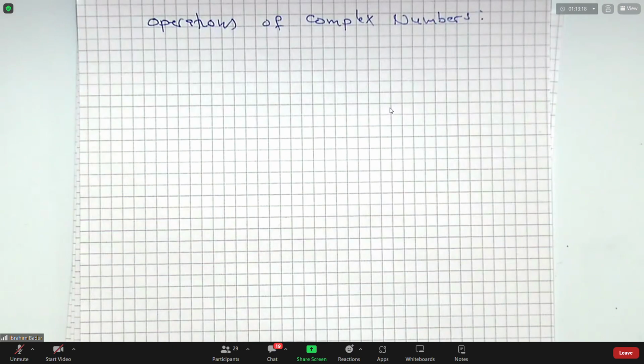Okay, operations on complex numbers. First of all, if you have a complex number and you multiply it, you will see that there is lots of parallel behavior, like we had not with real numbers, but with vectors.